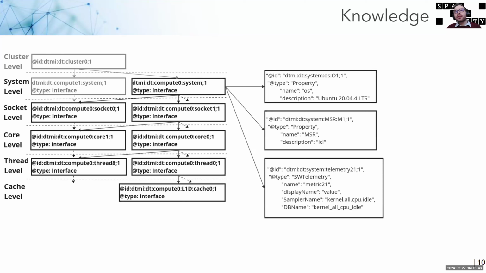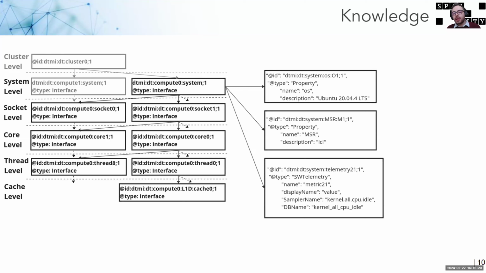We are abstracting the target system and generating this graph architecture with the knowledge base. We have levels of the nodes, which are the interfaces that are mapped from the target hardware. We have system level, socket level, core level, thread level, and cache level nodes for any target systems.